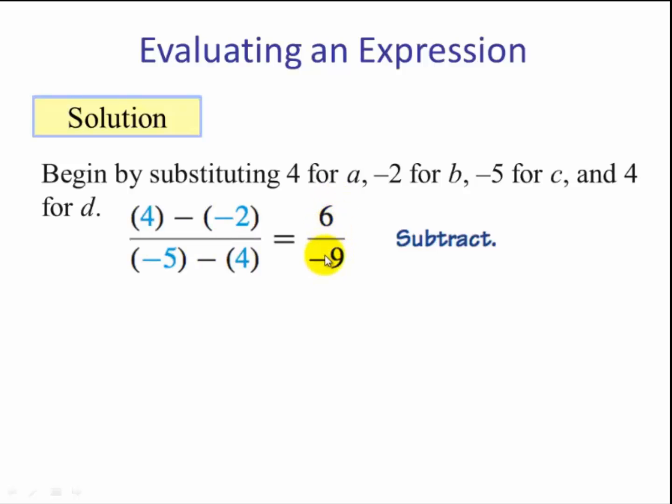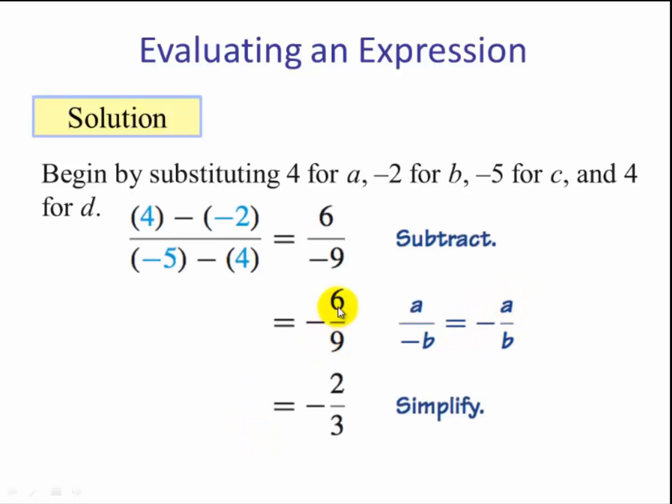Now this is a fraction that can be reduced. And also a positive divided by a negative is a negative number. So it's good math manners to write the negative sign in front of the fraction. And if we reduce 6 over 9, we get 2/3. So our final answer is a negative 2/3.